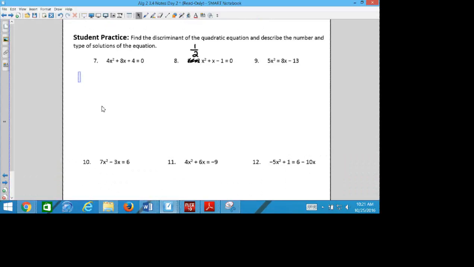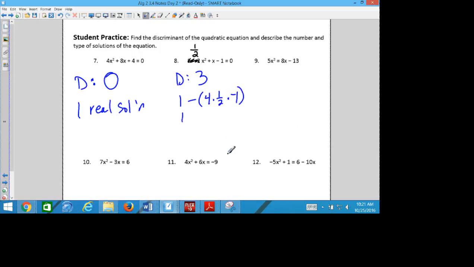All right, help me out. The first one, the discriminant was 0, which means one real solution. Second one, number 8, the discriminant is 3. By the way, for the work for that one, because I did have a lot of people get that one wrong, b squared would be 1 squared minus 4 times 1/2 times -1. If I'm doing that by hand, that would be 1 minus -2, which is 1 plus 2, which is 3. And that gives me 2 real solutions.